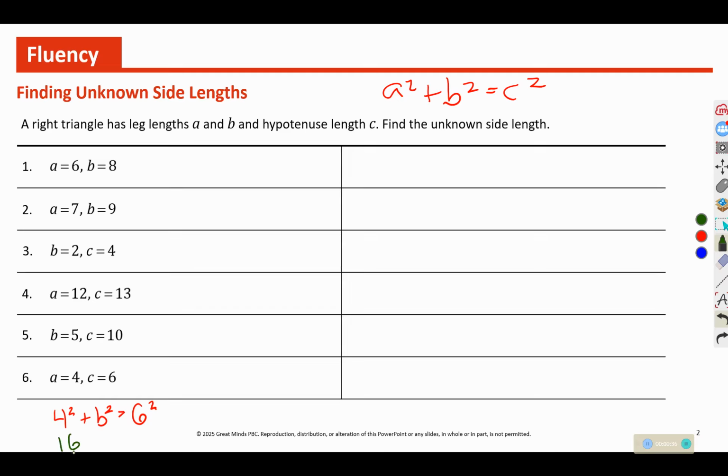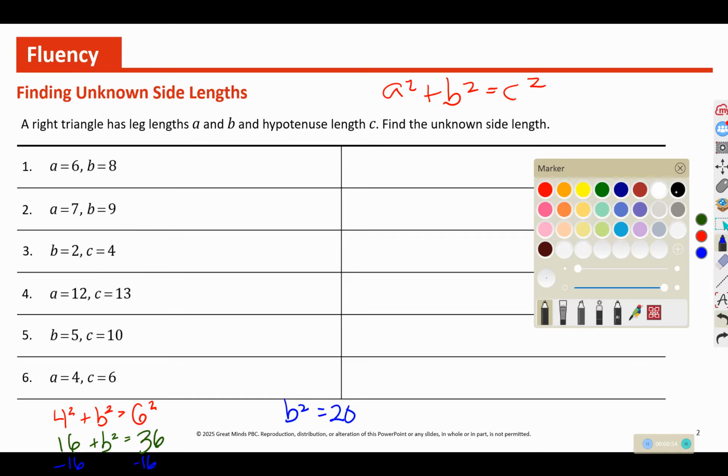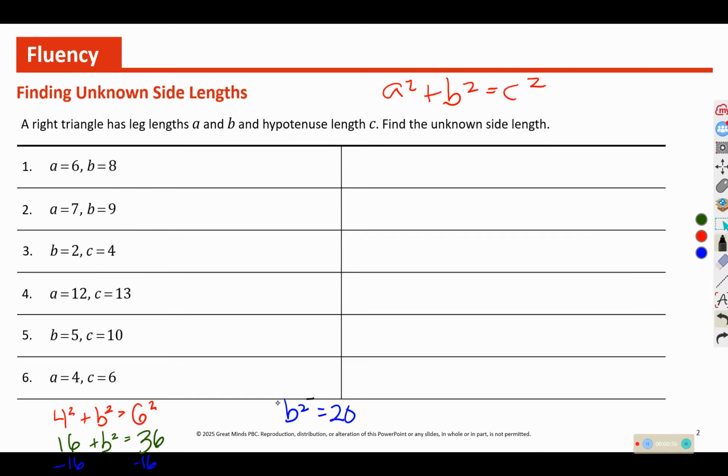4 squared is 16. 6 squared is 36. So to solve it for B, we have to subtract 16 from both sides. That leaves us with B squared equals 20. The way that we undo a square is by using what's called a square root. So this would leave us with B equals the square root of 20.